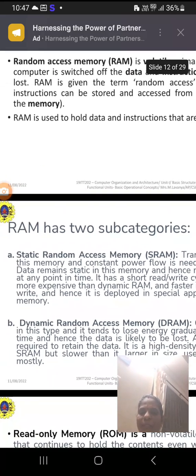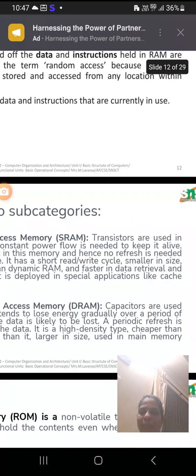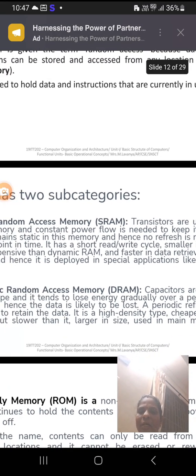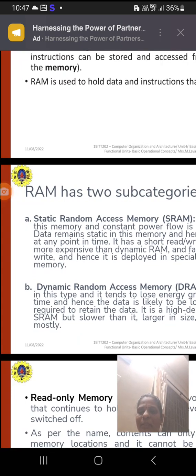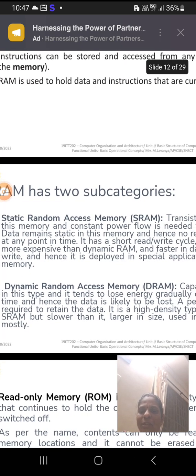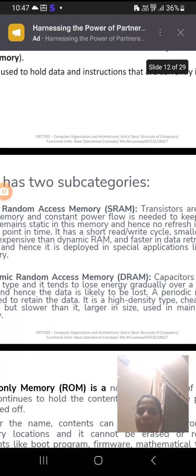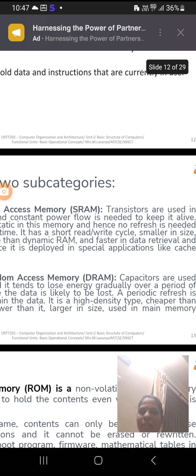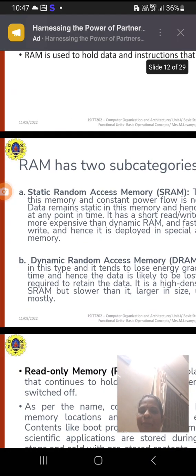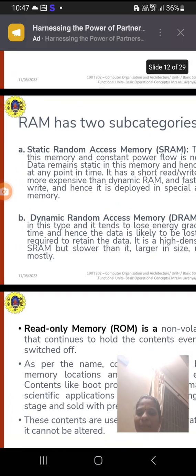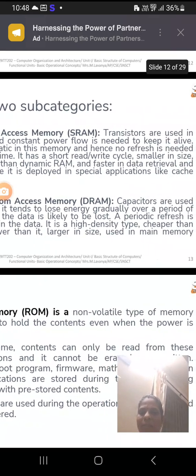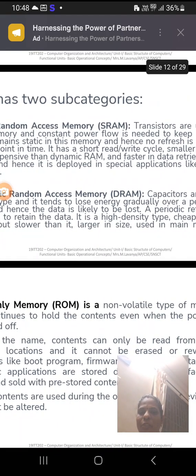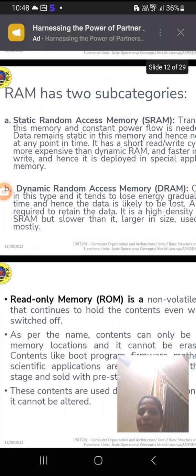RAM has two subcategories, static random access memory and dynamic random access memory. In static random access memory, transistors are used and constant power flow is needed to keep it alive. Data remains static in this memory, and hence no refresh is needed at any point of time. In dynamic random access memory, a capacitor is used, and it tends to lose its energy gradually over a period of time.